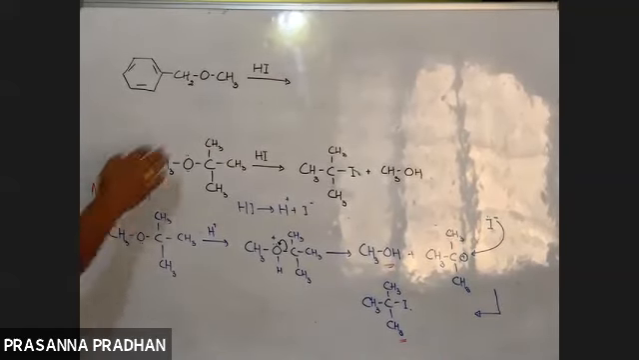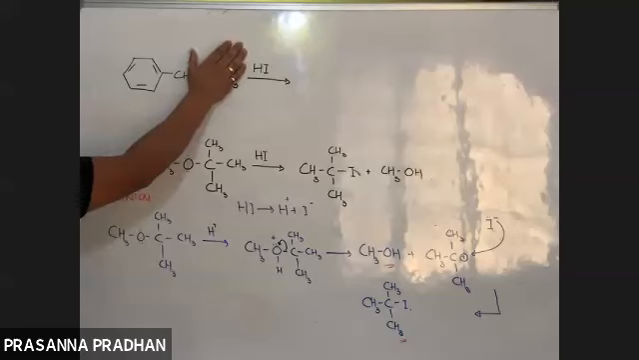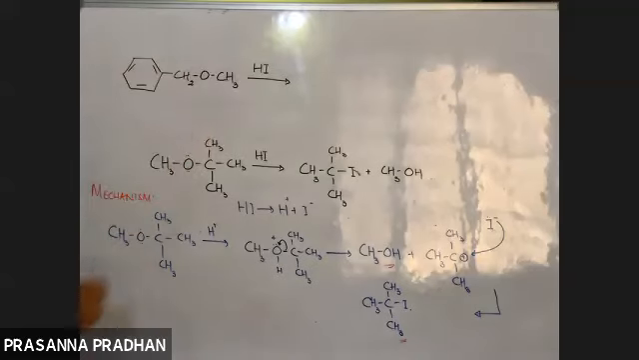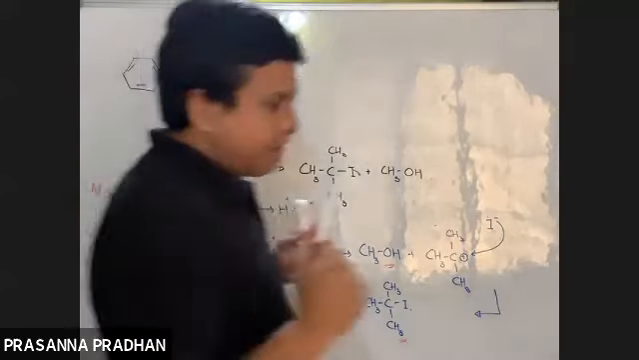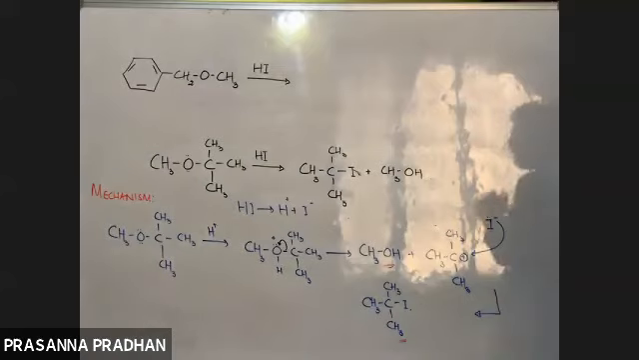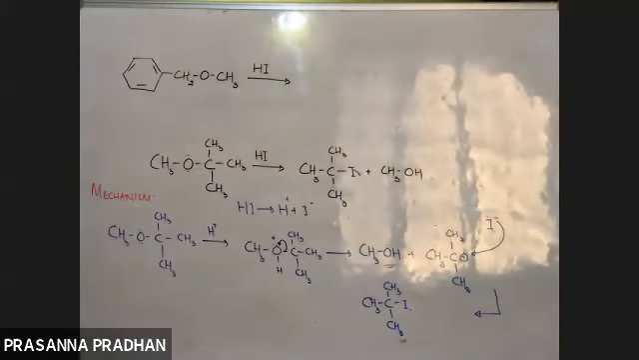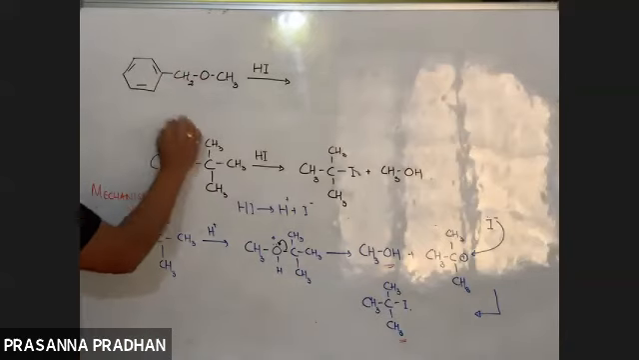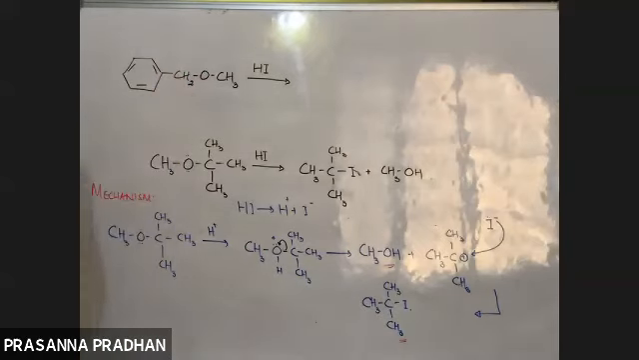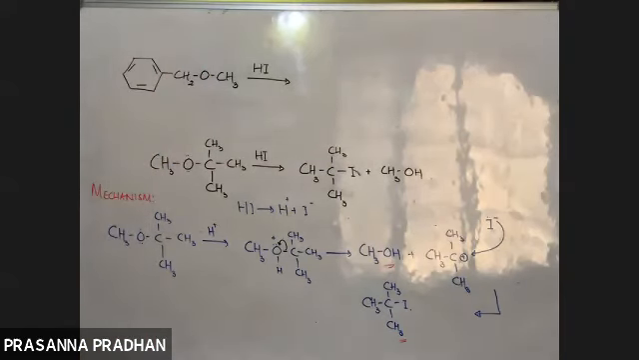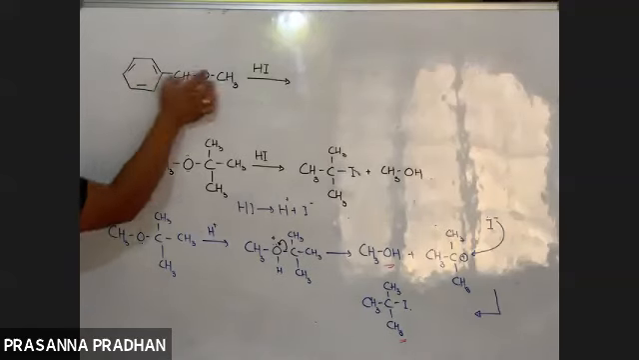Now here we have a benzyl part, and we know if a benzyl carbocation is formed, this benzyl carbocation is very stable. Yes, we have discussed it so many times. It is stabilized by resonance. So we have a group here which is stabilized by resonance, and whenever there is a presence of such a group, remember that particular group forms a bond with halide.